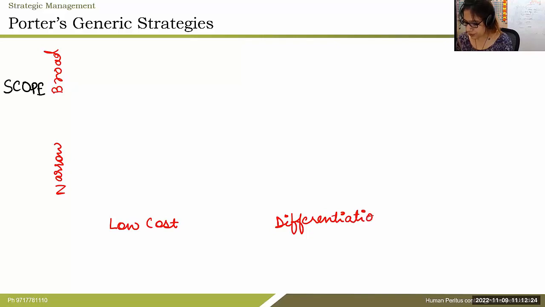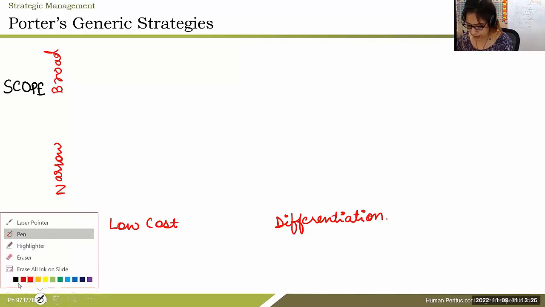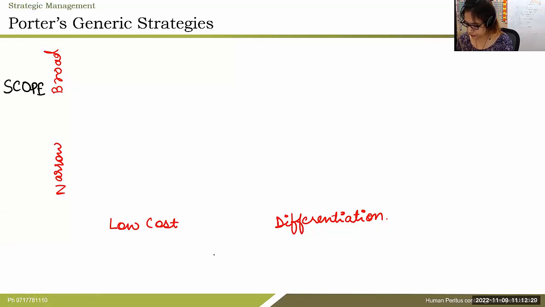First of all, please draw the diagram, everyone, and then I'll start explaining. The scope is here and the source is here. Scope is on the y-axis and source is on the x-axis, right?